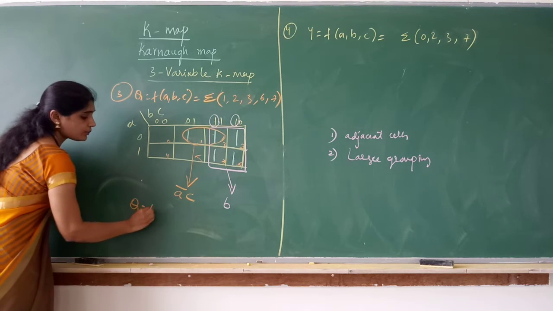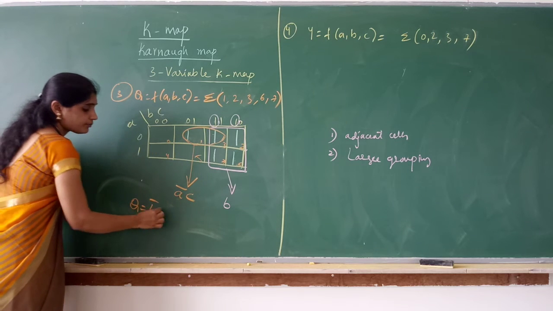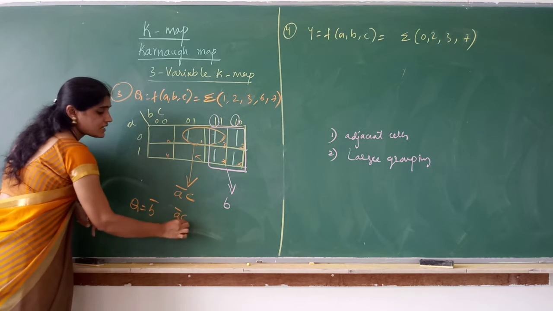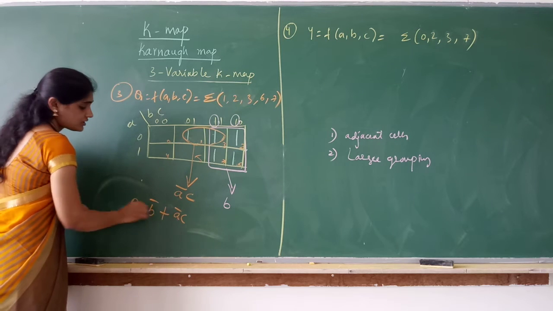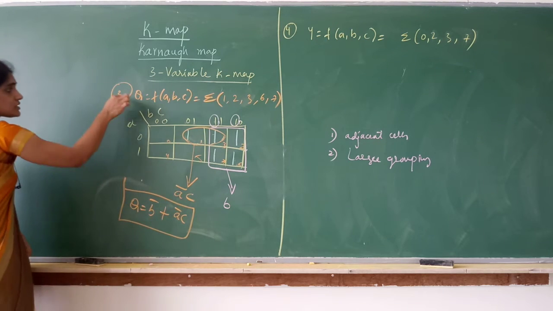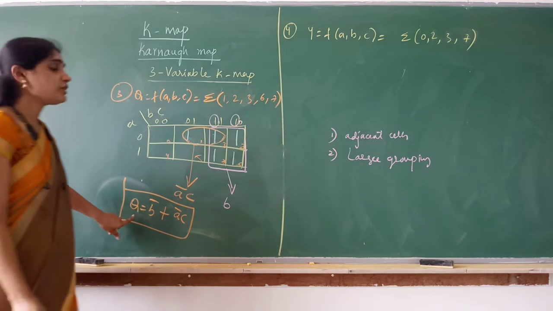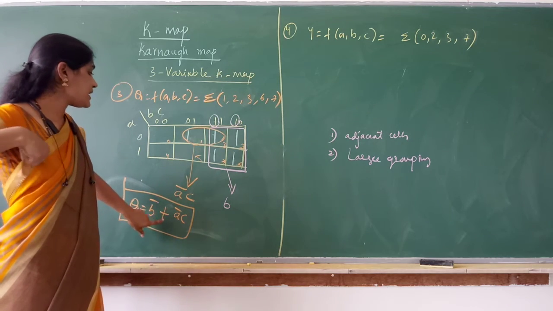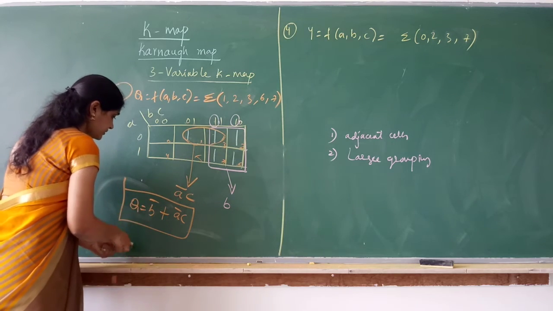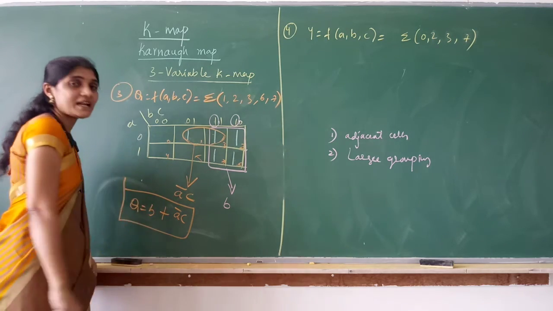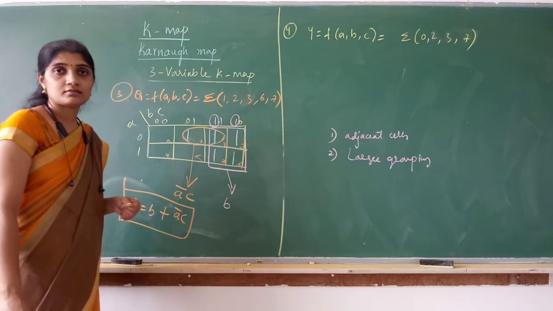So what is your equation? Q is equal to B, a product term, and A bar C is another product term. In between, plus, sum of product. So this is the equation for this particular function. What is the simplified equation? Sorry, not B bar, B, right? Yeah, B plus A bar C is the answer.